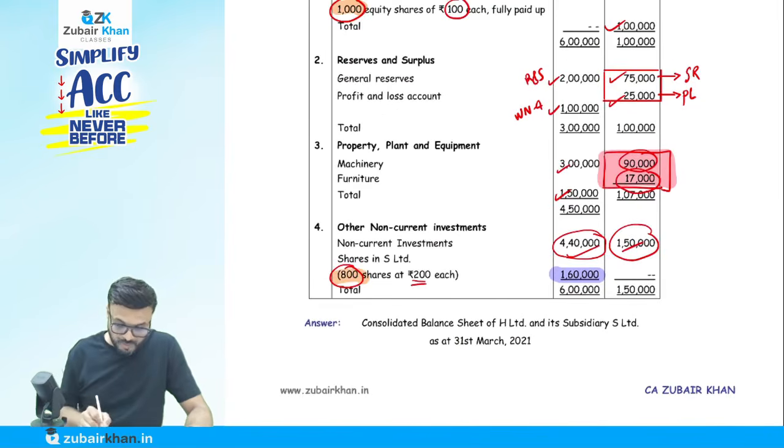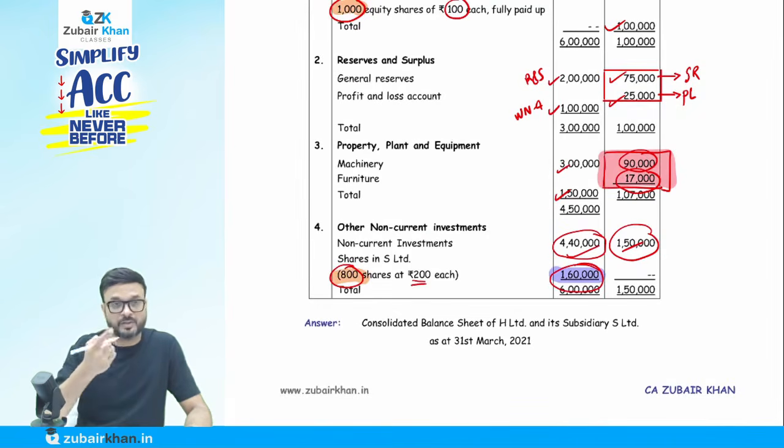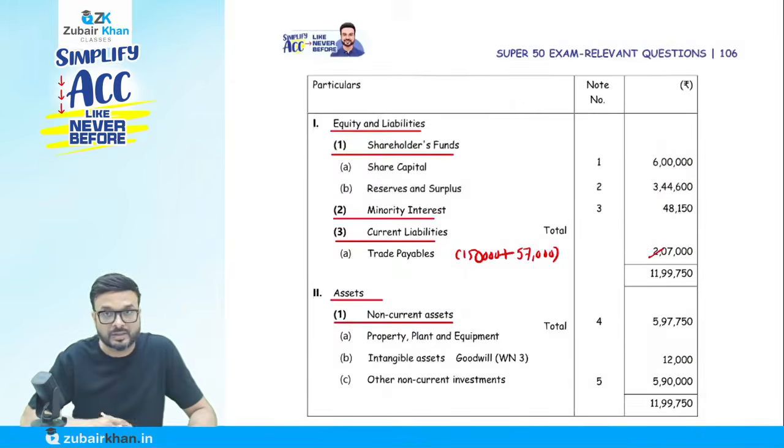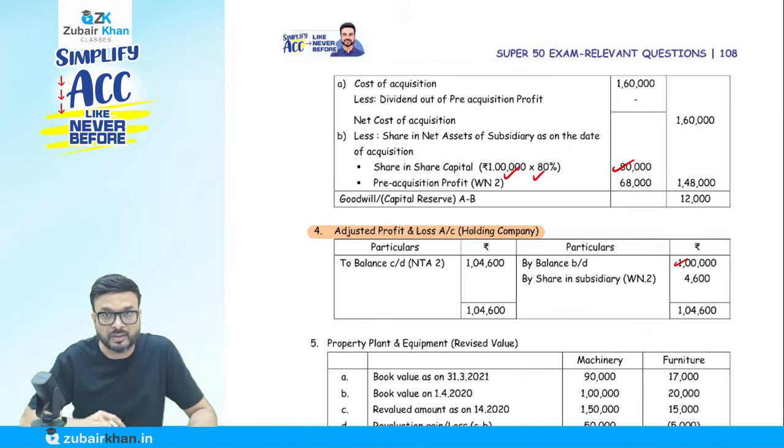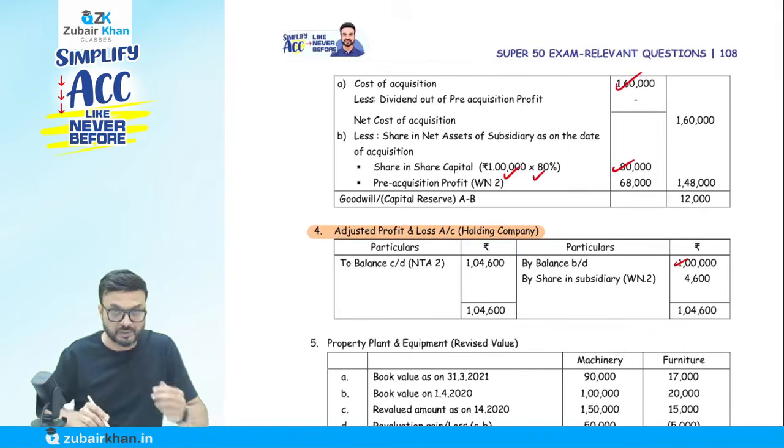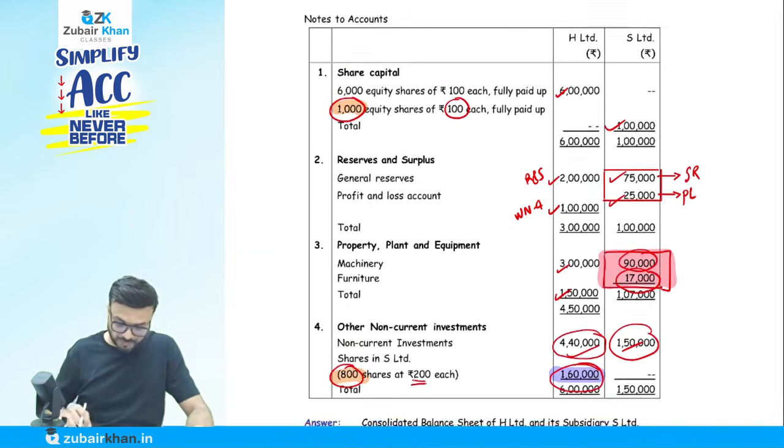But this is the cost of investment by the holding company and subsidiary company. So it will come as a cost of acquisition in working note number 3. So if you go to working note number 3, you can see here 1,60,000. Okay. Now one very strong adjustment that we are going to discuss now.